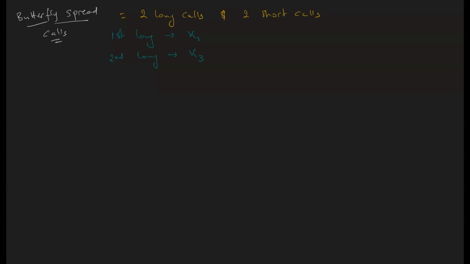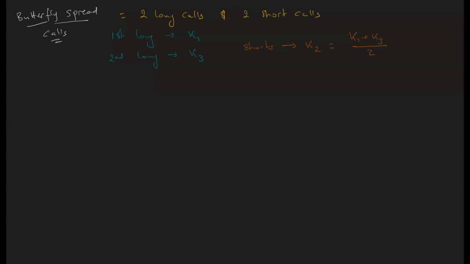Now, the 2 short positions that we're going to take are going to have the same strike price. So the 2 shorts are both going to have a strike price that we're going to call K2. And the strike price K2 really is going to be equal to the mid-range between these 2 values. That's going to be K1 plus K3 divided by 2. That is going to be our K2.